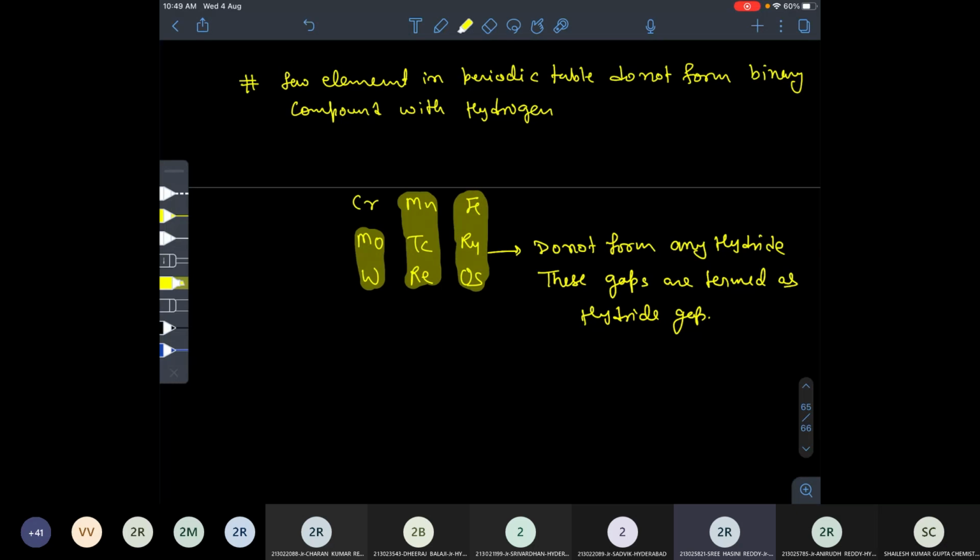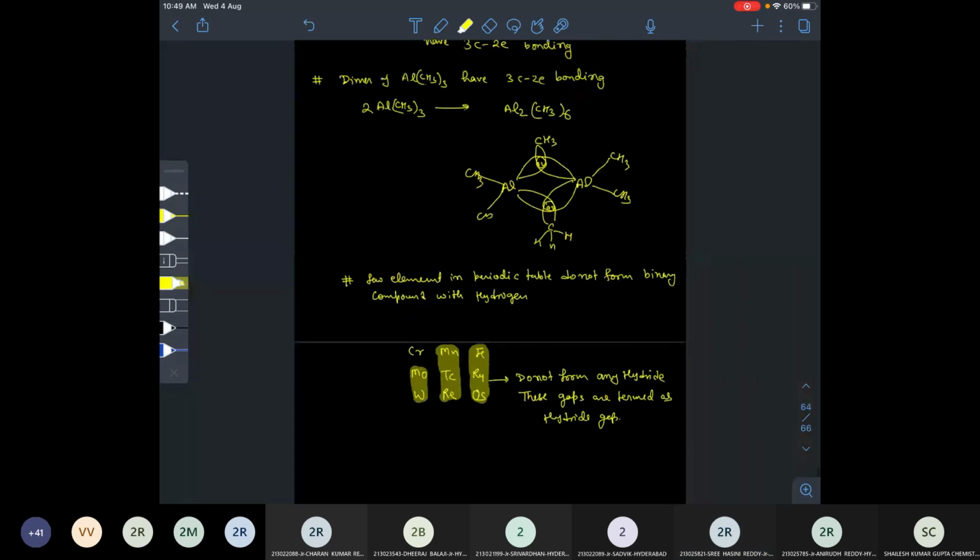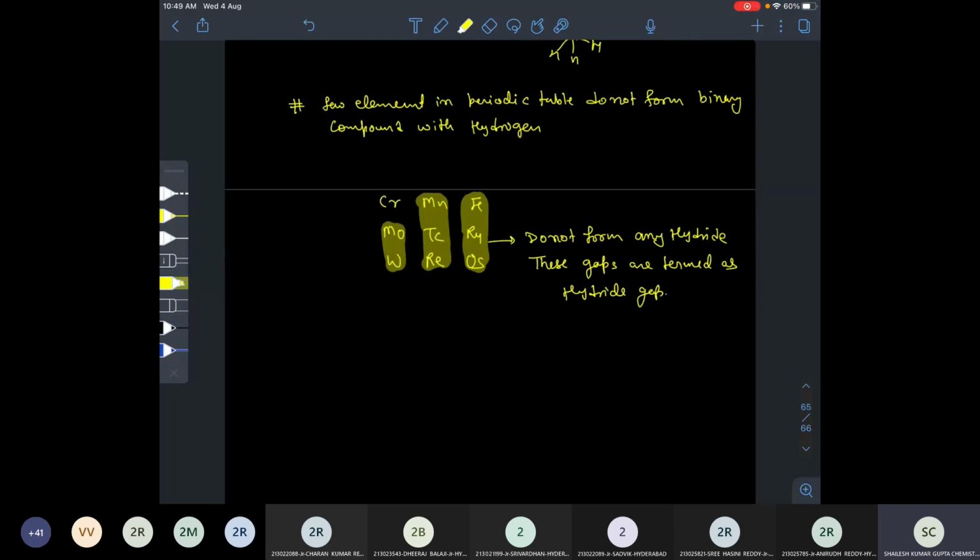Sir, can you show the previous page? Yes, sir. So I am discussing just based on 3d, 4d, and 5d only. There might be a few metals here and there which are not forming hydrides. Ninth group, which one you're talking about? Seventh, and then eighth and ninth. Yes, I forgot. Even that will also be part of this gap. Please take that group as well.